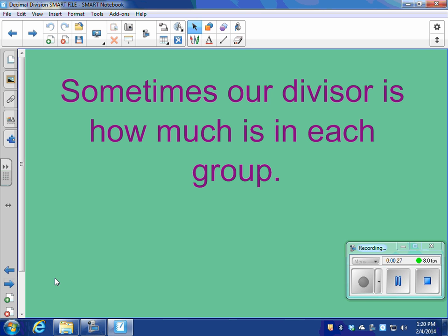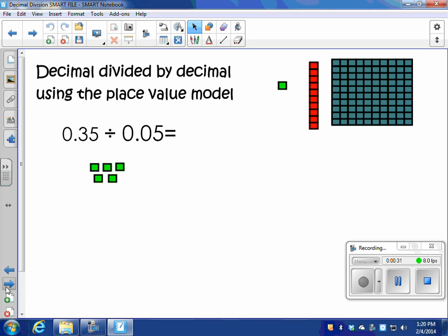Sometimes, though, our divisor is how much is in each group, such as when we divide a decimal by a decimal. So let's say we have the problem 35 hundredths divided by 5 hundredths. What we're going to do is take our 35 hundredths and divide it up into groups of 5 hundredths. So here's one group of 5 hundredths.